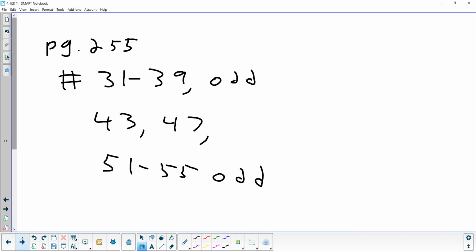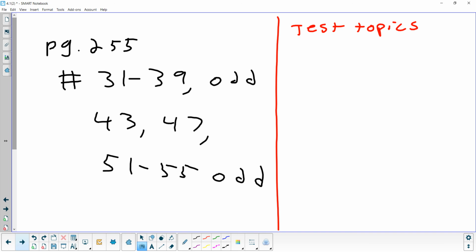All right, so homework tonight is on page 255. It's 31 to 39 odd, 43 to 47, 51 to 55 odd. So again, just to summarize what's going to be on the test. And this will be for tomorrow. We'll start it at the end of class and we'll finish it on Friday.